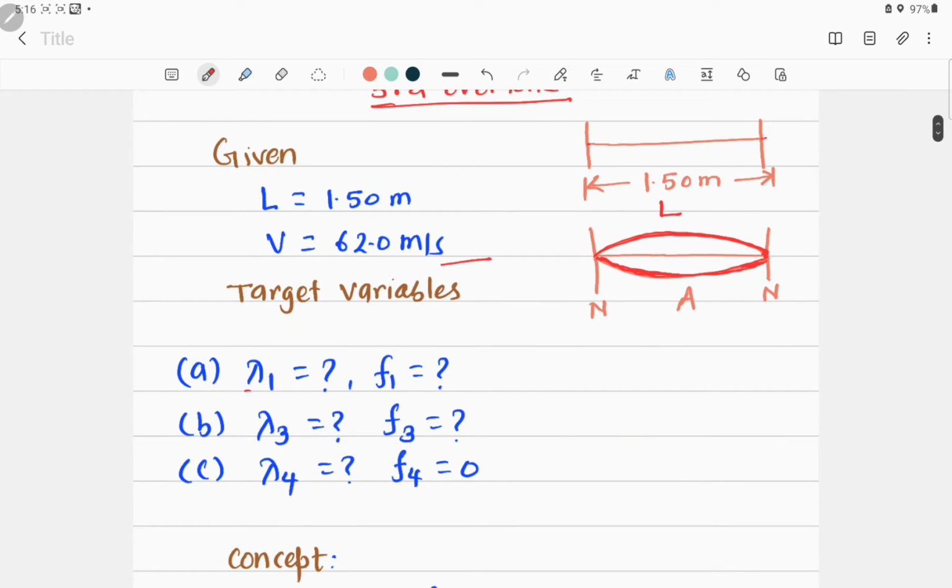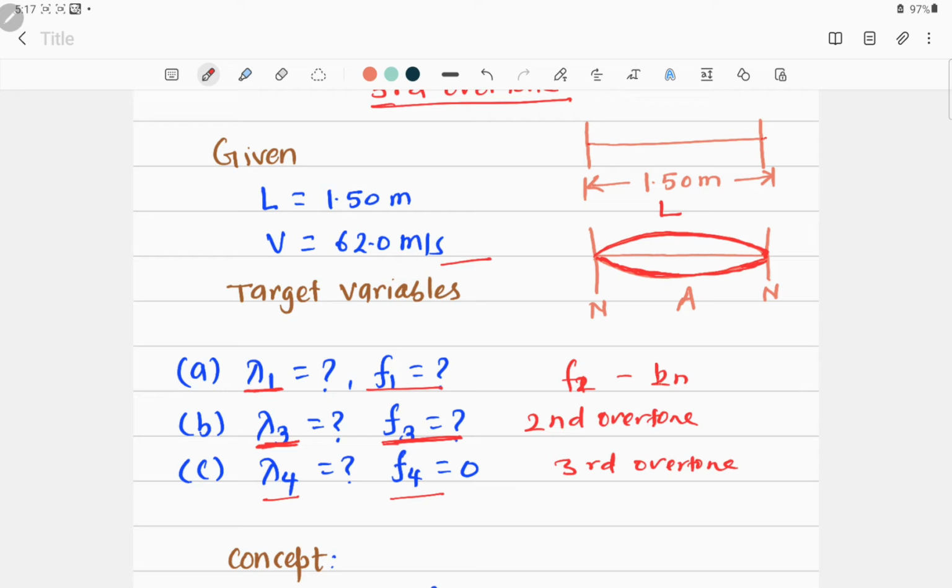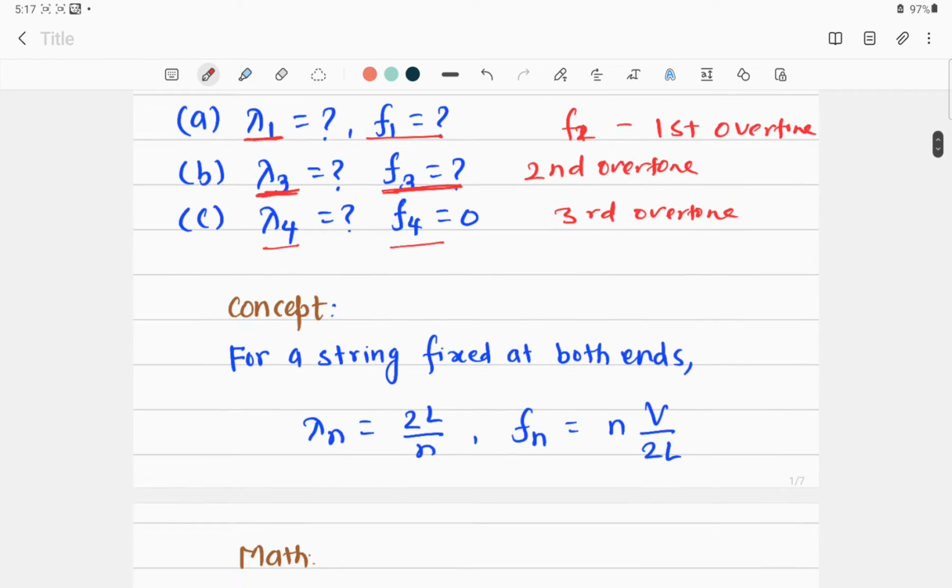Okay, so lambda 1 is equal to what? F1, the fundamental frequency and fundamental wavelength, then the wavelength and frequency for the third harmonic, and the fourth harmonic or third overtone. Okay, this is the third overtone, this is the second overtone. F1 is the fundamental, and F2 will be the first overtone.